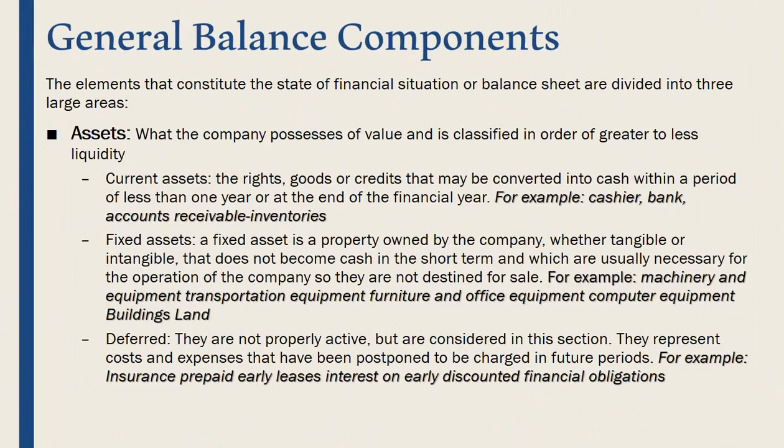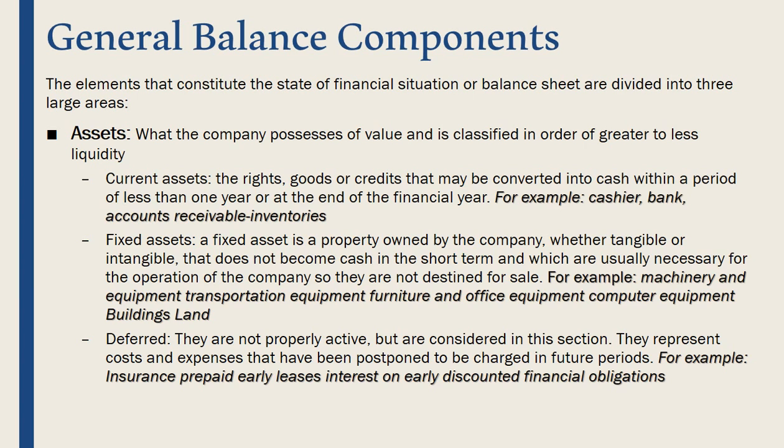General balance components: the elements that constitute the state of financial situation or balance sheet are divided into three large areas. Number one, the first area is assets, what the company possesses of values, and is classified in order of greater to less liquidity. Number one is current assets, direct goods or credits that may be converted into cash within a period of less than 1 year or at the end of the financial year.